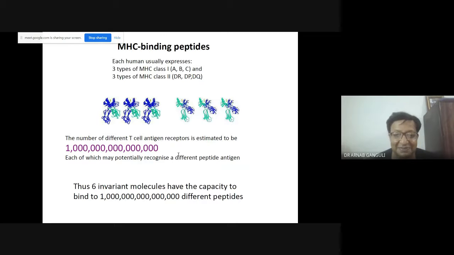Each of which may potentially recognize a different peptide antigen. Thus, 6 invariant molecules have the capacity to bind to এতগুলো different peptides, so many different peptides. 6 types of MHC. It's MHC2, it's MHC1. Each of them have got three different types.